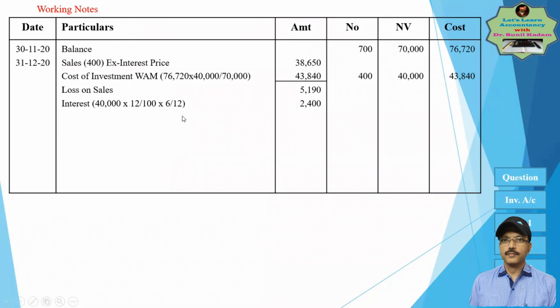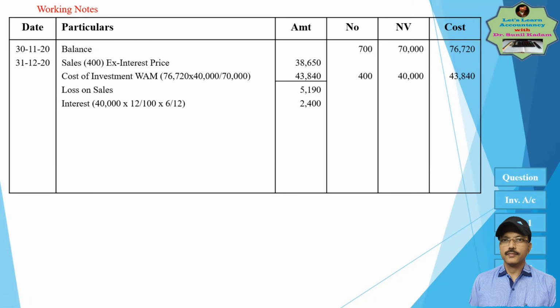Now we have to record this transaction. The entry will pass. Bank account debit. How much amount will we receive? The sales price plus interest: 38,650 plus 2,400, that is 41,050, is the bank account debit. To investment account 38,650. To interest 2,400. And to profit and loss account 5,190.